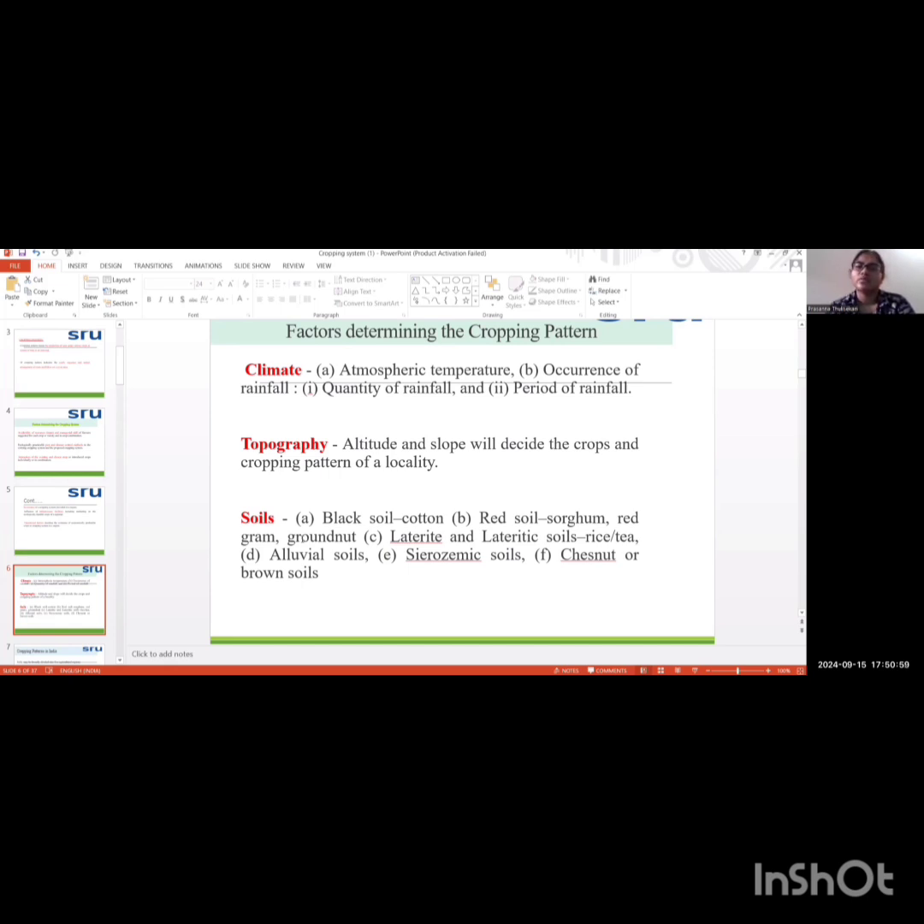Next is different types of soil, that is black cotton soil, red soil, laterite soil, alluvial soil, or xerozemic soils, or chestnut or brown soils. Mainly for the black cotton soils, cotton may be considered. Next, for the red soils, sorghum, red gram, or groundnut. Laterite or lateritic soils, we may cultivate either rice or tea plantation. And for alluvial soil, we can cultivate any type of crops as it is the most fertile soil.